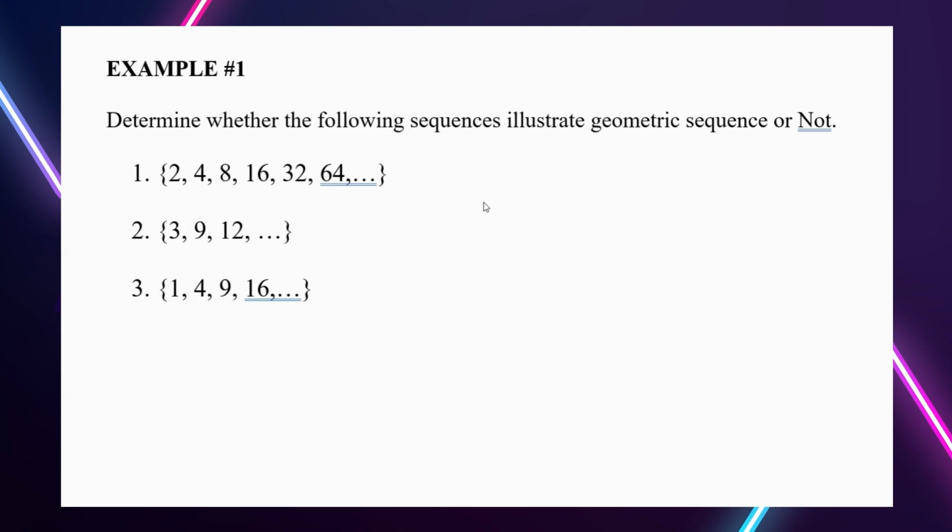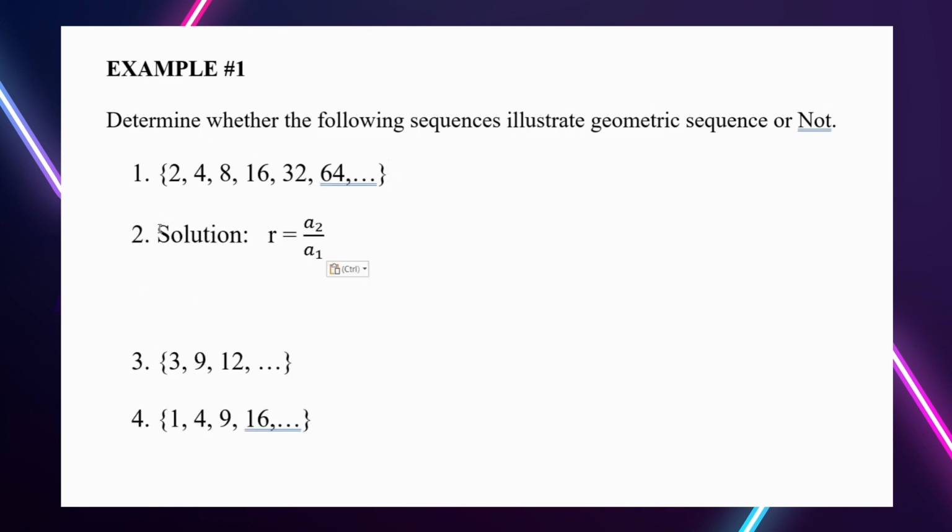Tingnan natin ang example number 1: 2, 4, 8, 16, 32, 64. So malalaman lang natin kung ito ay geometric sequence o hindi kung aalamin natin ang common ratio nila. So let us have our solution. So ang common ratio natin ay makukuha by dividing the second term by the first term. Okay? Or dividing the second term by its preceding term to get the common ratio.